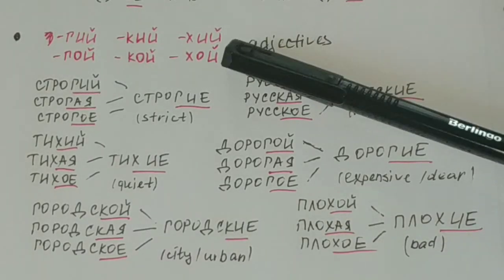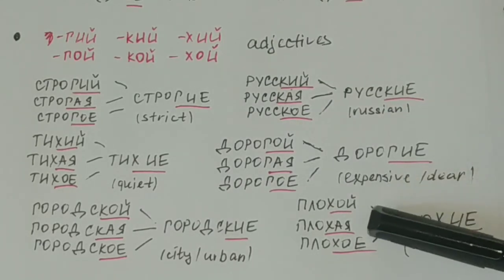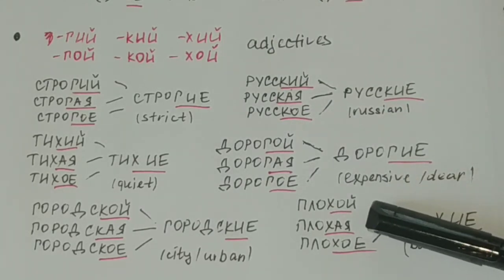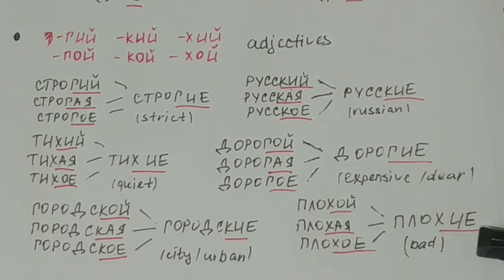And for the last example, хой, we have плохой meaning bad. Feminine gender version is плохая, and the neuter gender is плохое. And their plural form will be плохие.